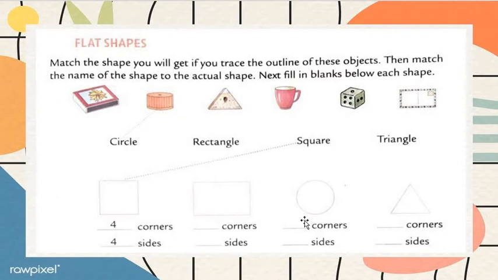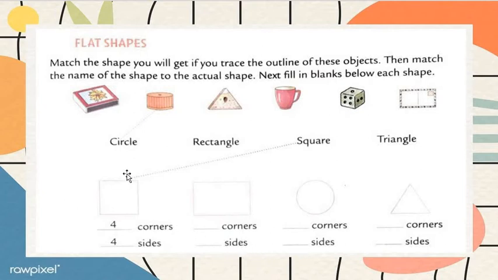Then after the sides, how many sides does the circle have? No sides. The circle's shape is round. That's why it has no sides and no corners. Understood, my dear students? So this is all we have to do in this chapter. Now what do we write in the corners and sides? In corners, 0 corners and 0 sides. You are writing 0 corners and 0 sides in your textbook, my dear students.